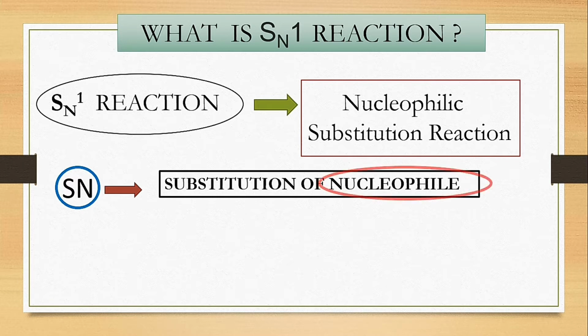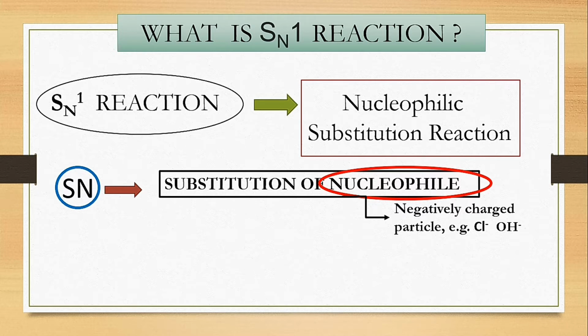Now you can ask me what is nucleophile. See, the nucleophiles are actually negatively charged particles, for example Cl minus ion, OH minus ion, and these nucleophiles have strong affection towards the positively charged particles. So the nucleophiles are negatively charged particles and it has a strong affection towards positively charged particles.